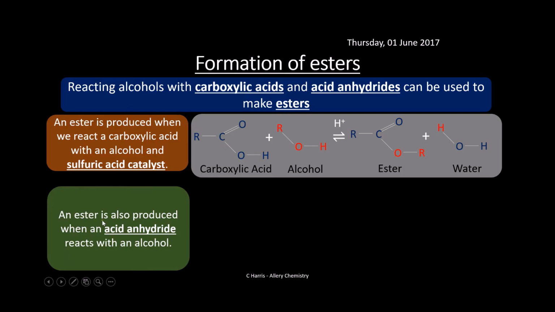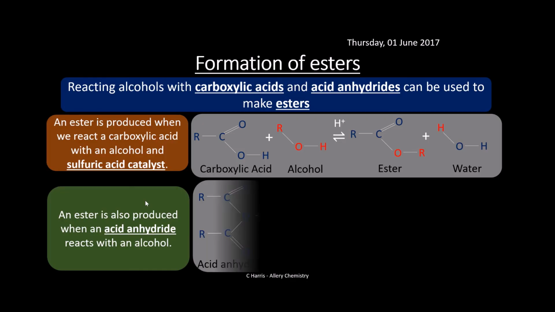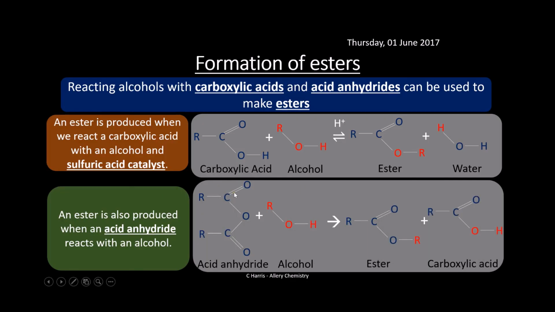Now, an ester is also produced when we react it with an acid anhydride, because your acid anhydride is obviously an acid. So let's have a look. Here's your acid anhydride here. This is the one in blue, and the alcohol. And we're going to form an ester.